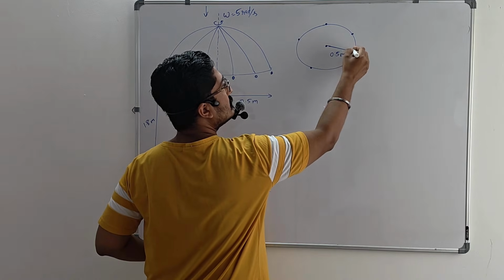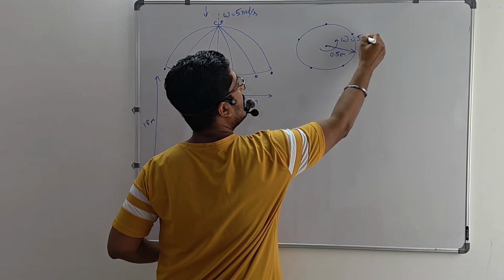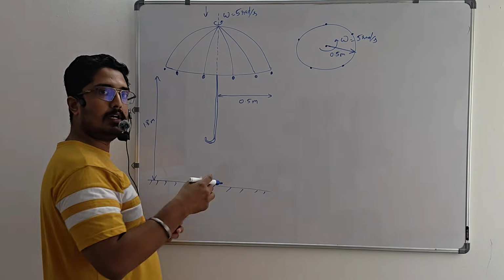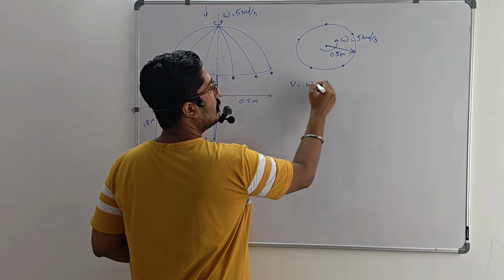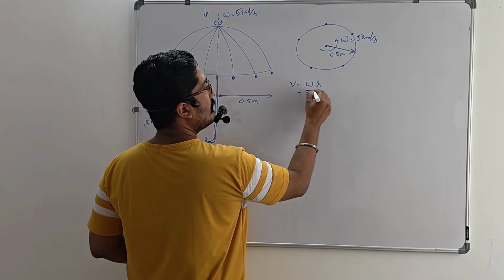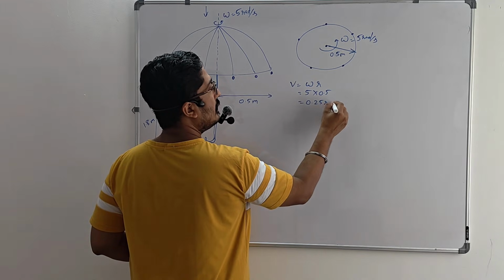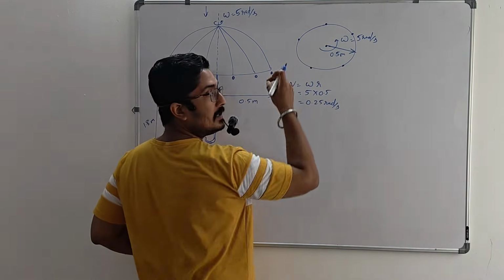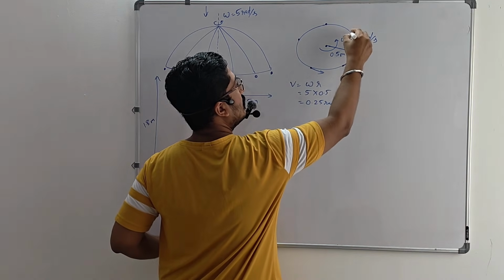So you know the radius, you also know the omega. That omega value is given as 5 radians per second. By using omega and the radius, can I find out the velocity? So I can find the velocity v equals omega into r. Omega is 5, radius is 0.5, so I'm getting it as 0.25 radians per second. This is the velocity of all the particles, that is the water droplets at the end of the umbrella, that is v.